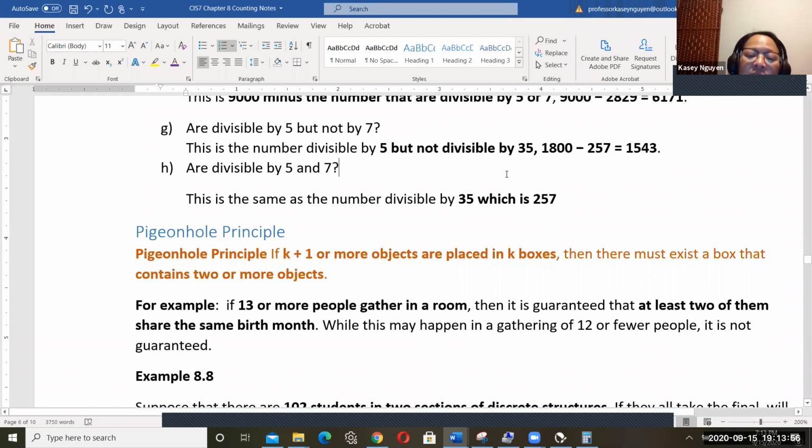So the example here is that if 13 people gather in a room, it's guaranteed that at least 2 of them share the same birth month. At least 2, okay? Because why? How do we know that? Because there are 12 months in the year. While if you have 11 people in the room, there's no guarantee that you would have 2 or more people with the same birth month based on the Pigeonhole Principle. Okay?